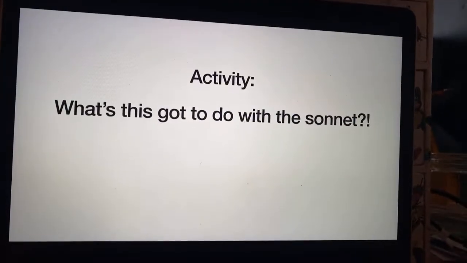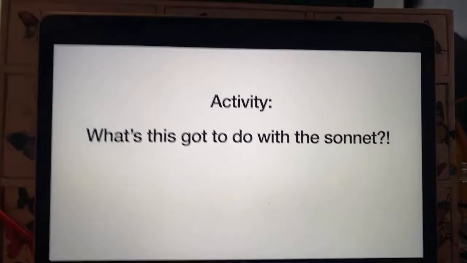Well, I'm not going to tell you. I'm going to get to reading some of this sonnet. And while we're reading the sonnet, I want you to think: what has this sonnet got to do with that activity? While we're reading through, what has that activity got to do with this sonnet?